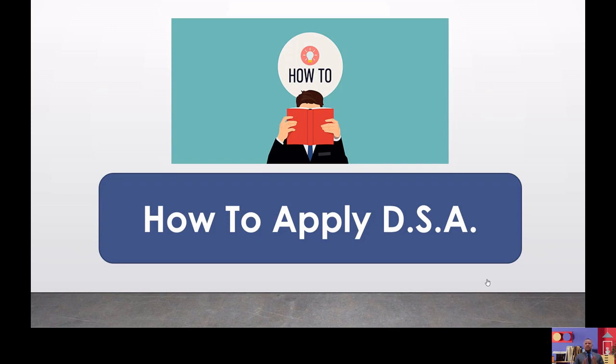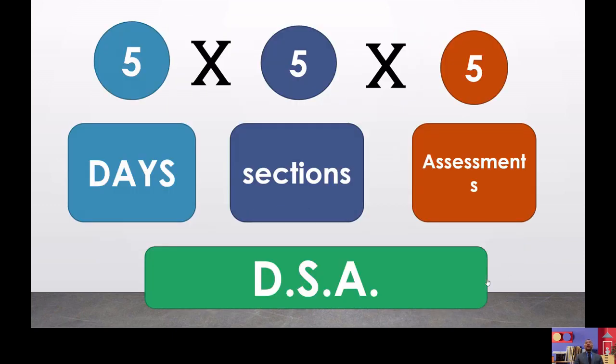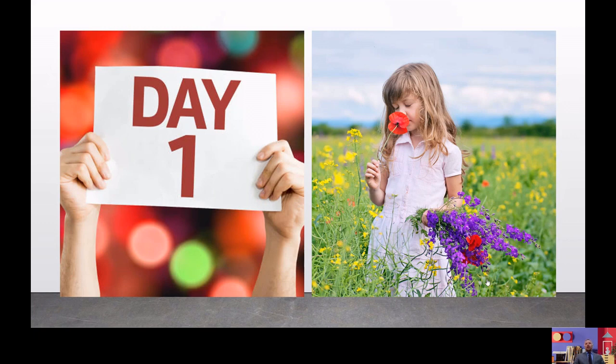Now, and this is the main course, how to apply DSA: days, sections, assessments. How to apply it effectively? Let's go. 5 times 5 times 5, days, sections, assessments, DSA, and it means 5 days. So day one. I call day one collecting flowers. By flowers, I mean vocabs. So collecting vocabs, day one.